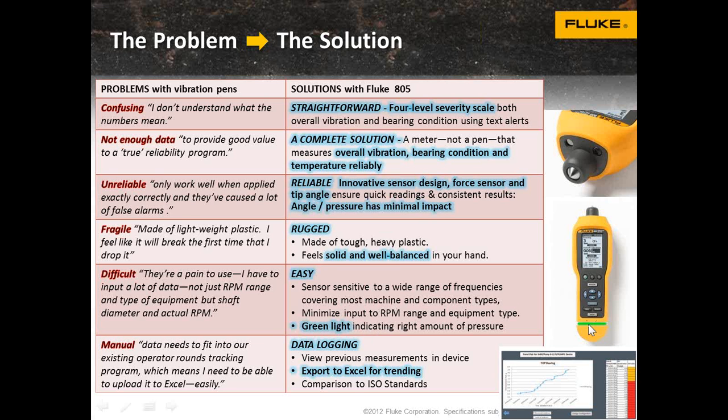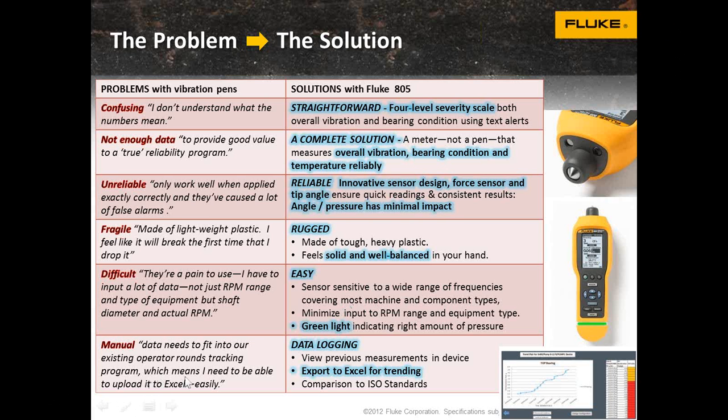And the green light, you'll notice this green light down at the bottom. When you press the 805 into the bearing of a machine, once you've given enough force, the green light comes on to tell you that you've had enough force. You hold it there for half a second, and the light goes out, and the test is done. So it takes all the guesswork out of getting a good, complete test with enough pressure.